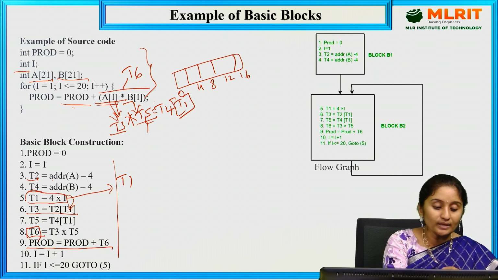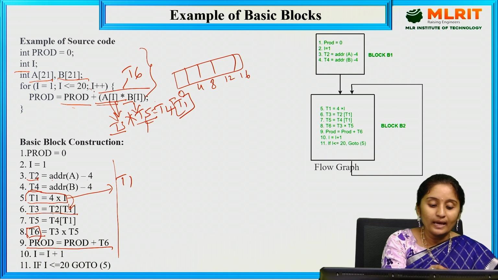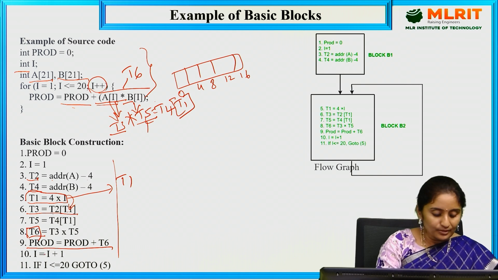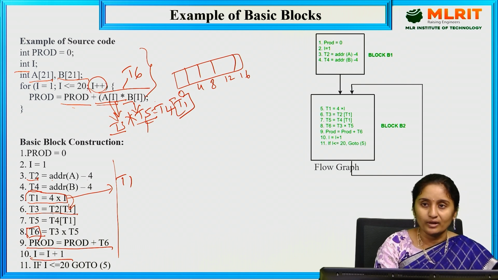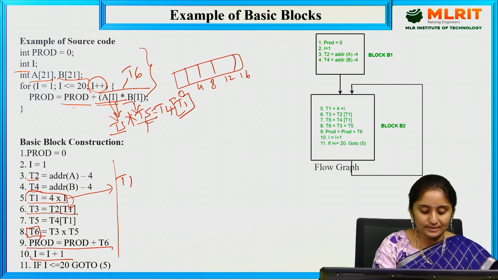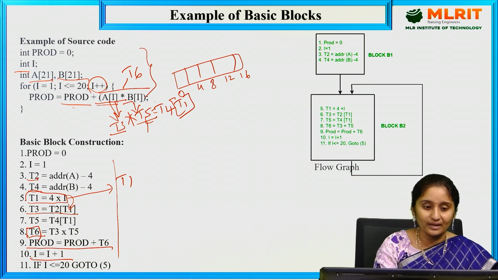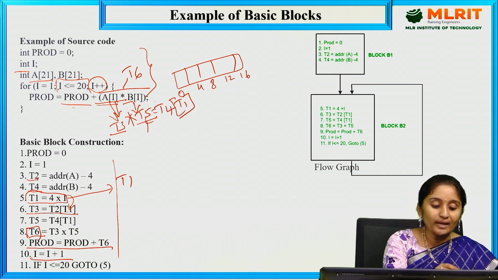Here what is happening is, every time in this for loop, I is incrementing, that is I equal to I plus 1. There is a conditional statement here, some conditions are there. So what I am having is, till where do I need to repeat this?